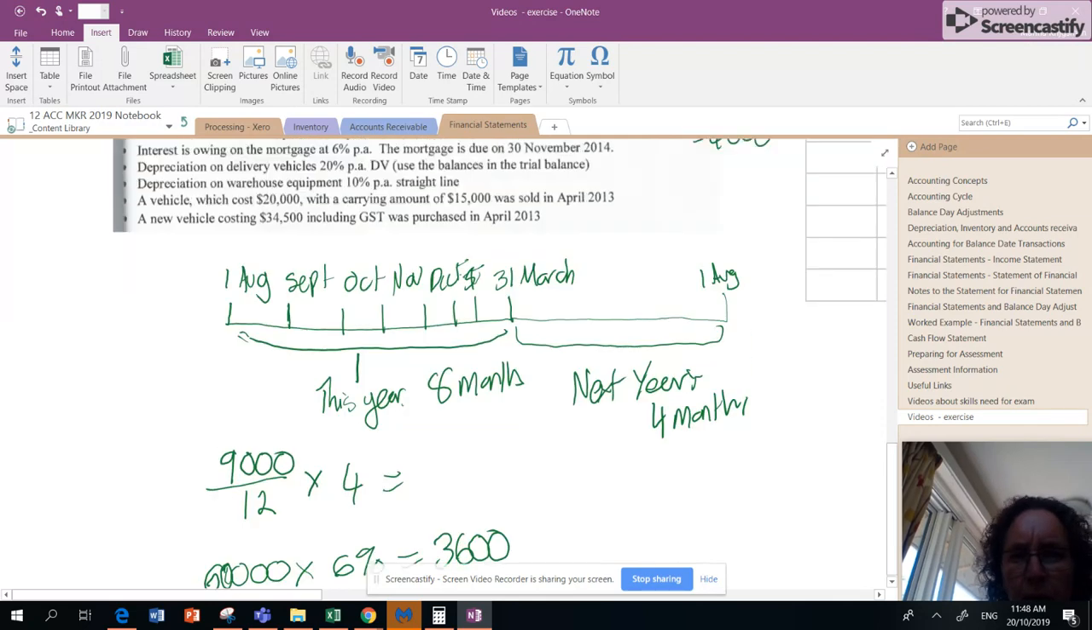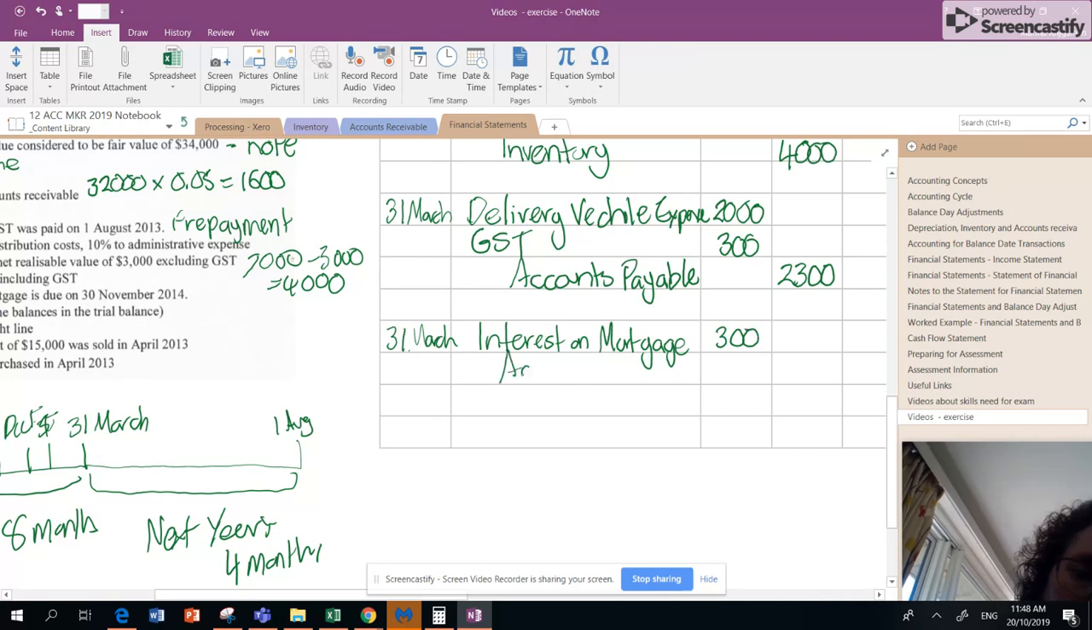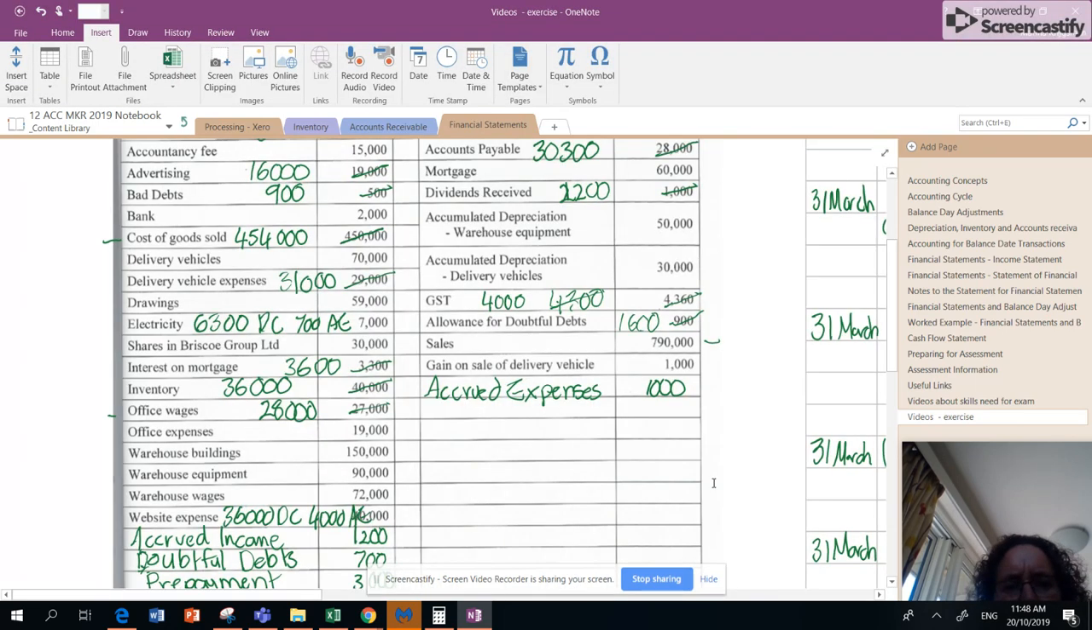Okay. So therefore, our journal entry is going to be 31 March. We need to increase interest on mortgage, so it's going to be the debit because it's an expense of 300. And our credit is going to be accrued expenses because it's a current liability, and we still owe that. So that's going to be 300. Right, and so we're going to add to our accrued expenses. So instead of being at 1,000, it's going to be 1,300 now.